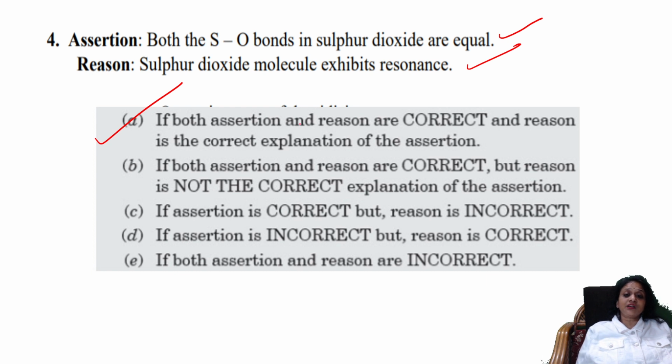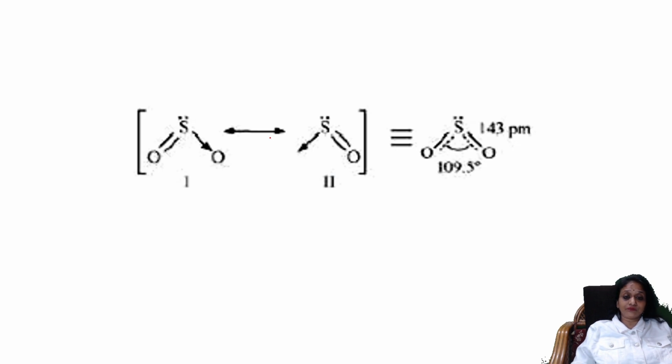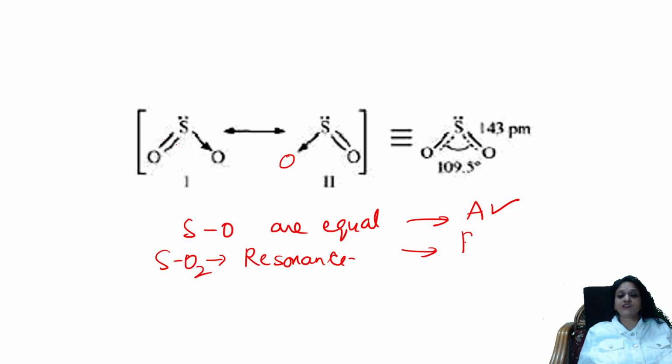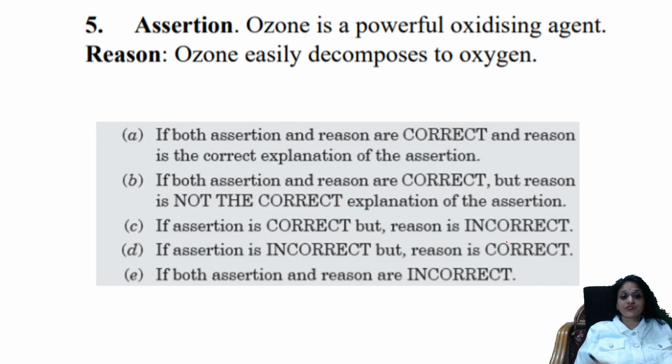The SO bonds in sulfur dioxide are equal. Here there are two bonds, one dative bond, and two bonds. So both the SO bonds in sulfur dioxide are equal. That's the reason assertion is right. Now, the reason says it exhibits resonance. See here the shift of the pi bond. So sulfur dioxide shows resonance. That's why the reason is also right. Easy? Okay.